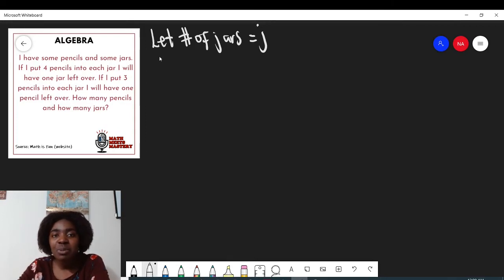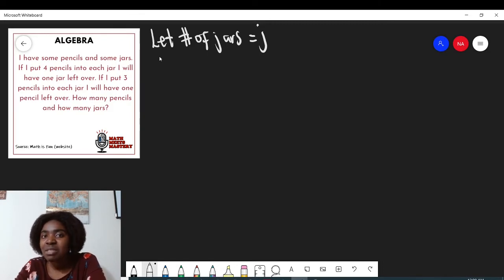So if I take the first part of the problem, it says if I put 4 pencils into each jar, I will have 1 jar left over. Let's say I have a number of pencils and I put 4 pencils each into, let's say, 3 jars. How many pencils do I have? In that case, I have 4 times 3 pencils, right? Because there's 4 in each, so 4 plus 4 plus 4, and that's 12. If I had 7 jars and I put 4 in each, it would be 4 times 7 to give me 28 pencils.